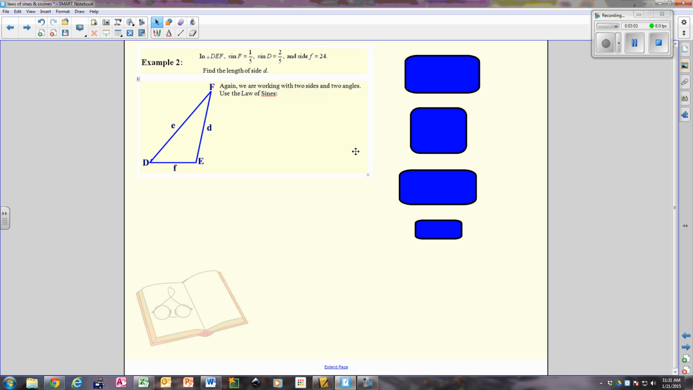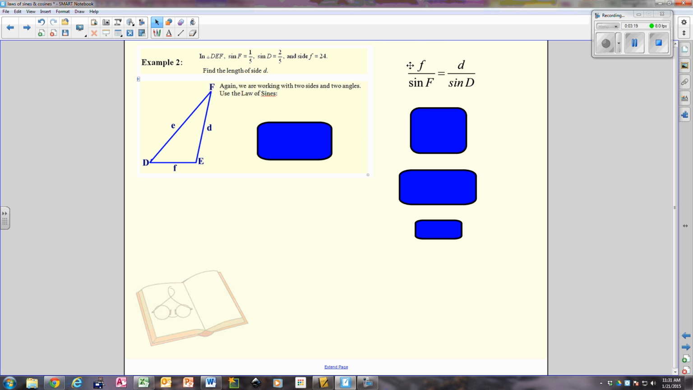Okay, so in this next one, instead of giving you the measure of the angles, they've given you the actual ratios, as if it were a right triangle. So they want you to find the length of side D. Well, since they've given us F, D, and F, then I'm going to use F over sine of F, D over sine of D. So remember, keep in mind, they're working as pairs. Well, we know what side F is.